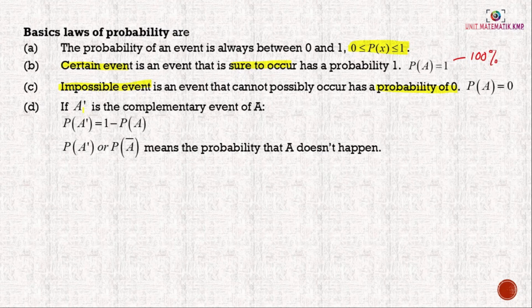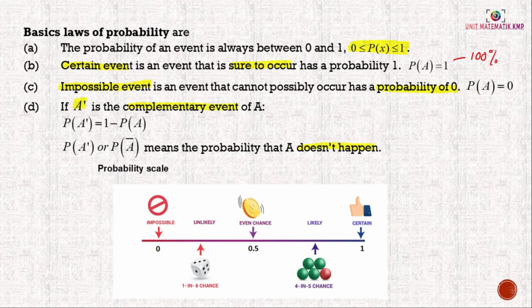If A prime is the complementary event, so nak cari probability of A prime, kita akan ambil 1, which is the total probability, minus probability of A. So P(A prime), ataupun kita boleh tulis dia sebagai P(A bar), benda yang sama, means the probability of A doesn't happen. So kita tengok sikit probability scale.